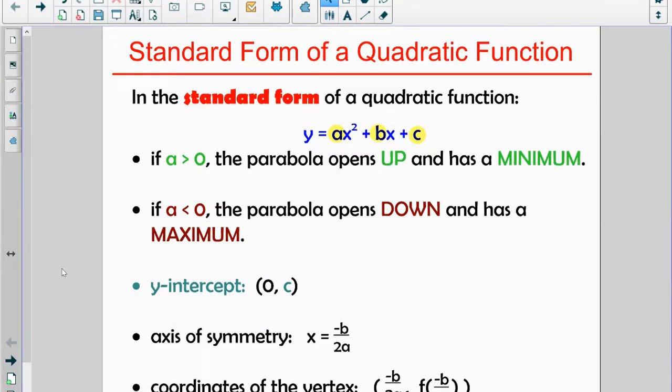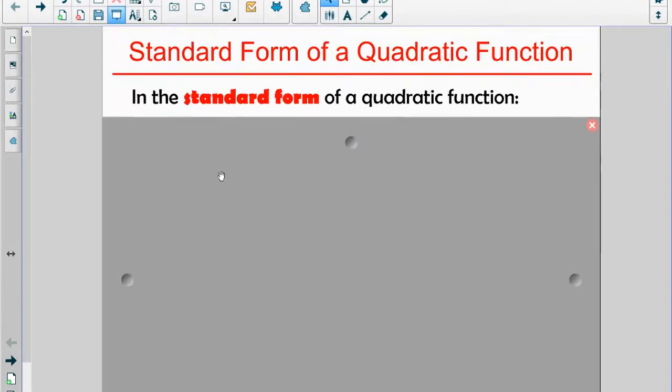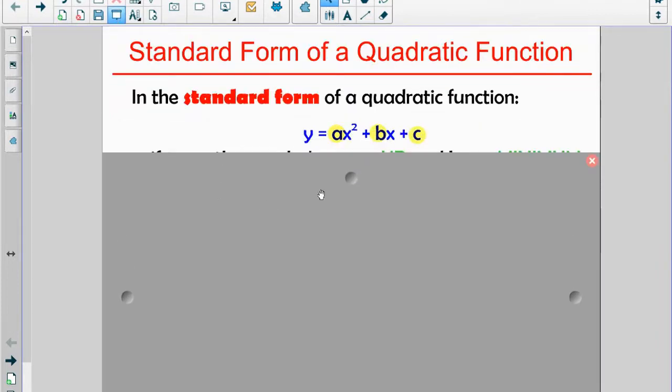All right, let's talk about standard form of a quadratic function today. Standard form, I realize this is a lot of information here, so let's just cover some of it up. Standard form is just a very specific way of writing the quadratic function as an equation. And it's when you have this quadratic, remember it's quadratic because it has x squared in it, in standard form.